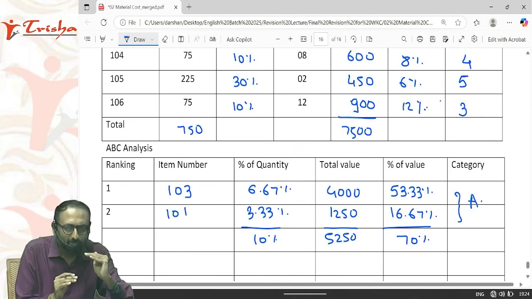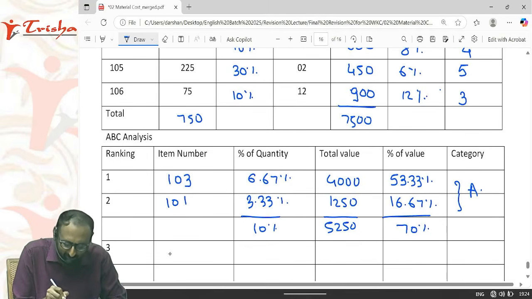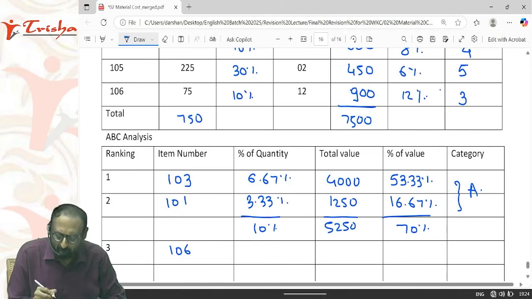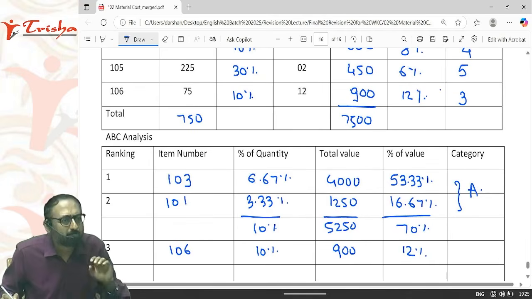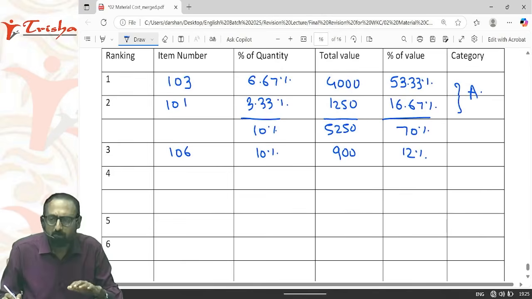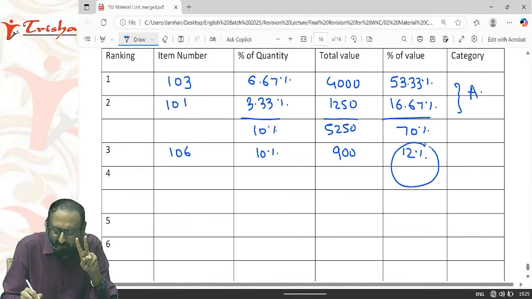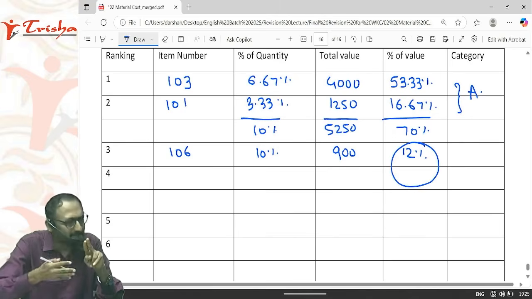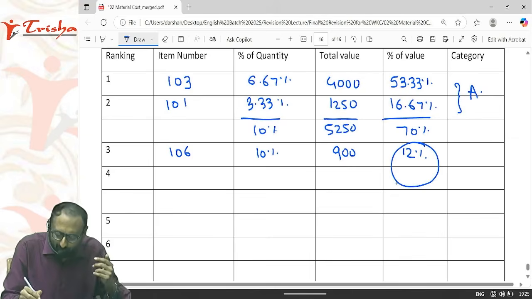After first ranking, you have written second ranking. After second ranking, go to the third ranking. Sir, third ranking, which product is it, Sirji? Third ranking, is it 106, Prabhu? Percentage of quantity is 10%. Percentage of value is 12%. Value amount is 900 and it is 12%. Sir, in B category, how much value of goods will you consider? And how much is completed till now? Now keep adding until your bracket is completed. So we will add one more item, Sirji.